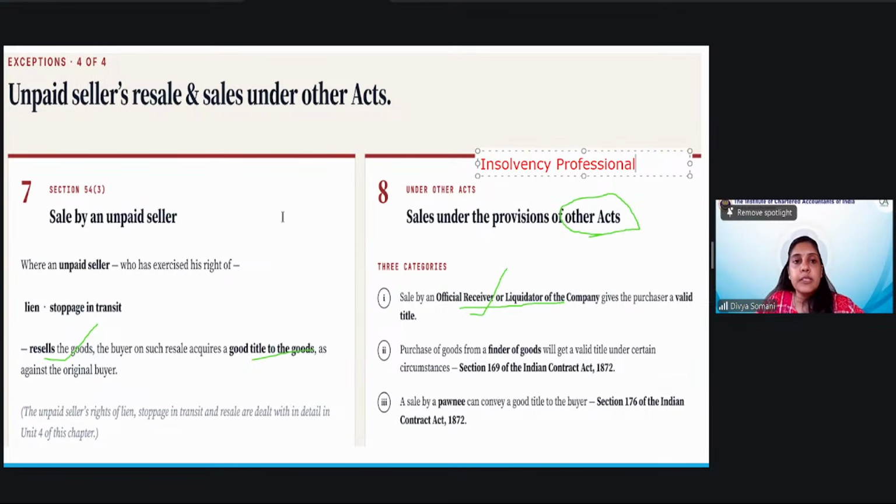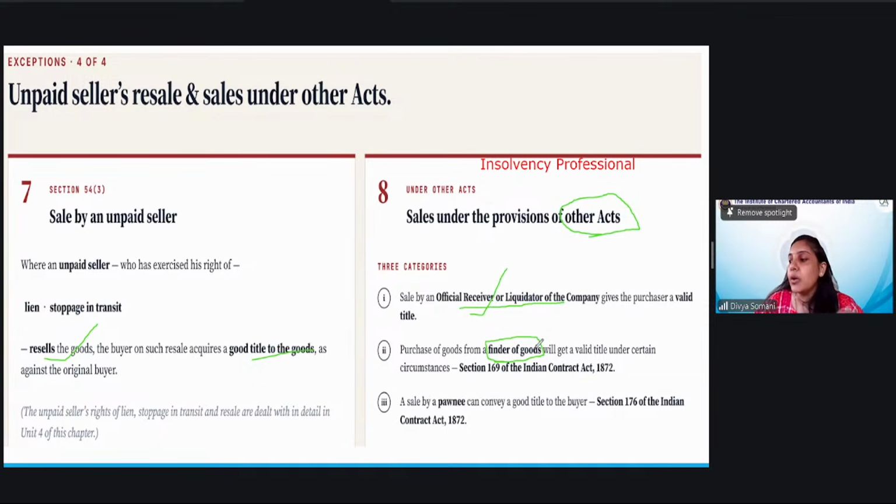Next case is with respect to the finder of the goods. Who is a finder of the goods? Can anyone tell me? Suppose your goods are lost. It might have happened in school that your tiffin is lost, or maybe your water bottle is lost. So whosoever has found those goods, that person is known as the finder of goods. As simple as that. A person who finds your lost goods.